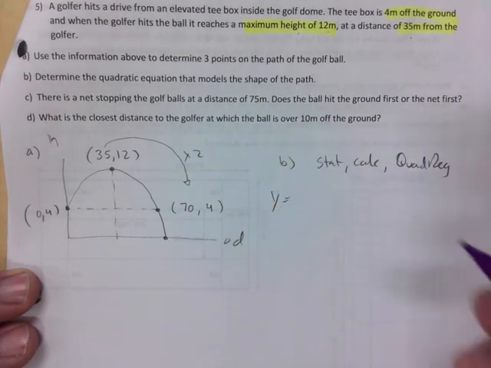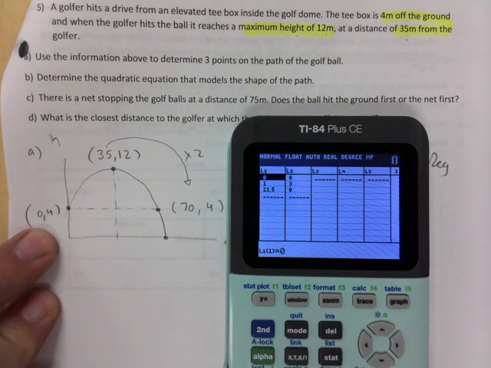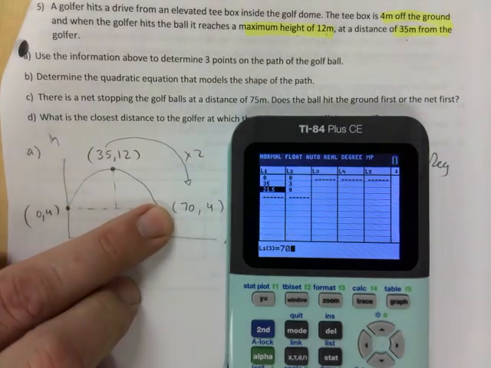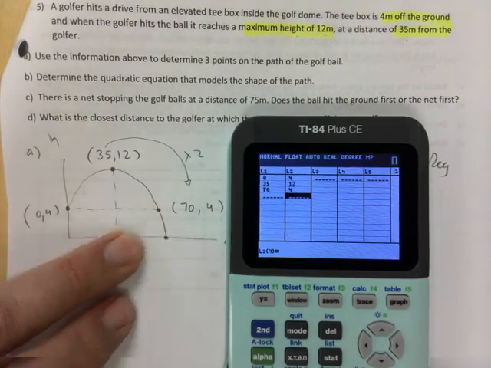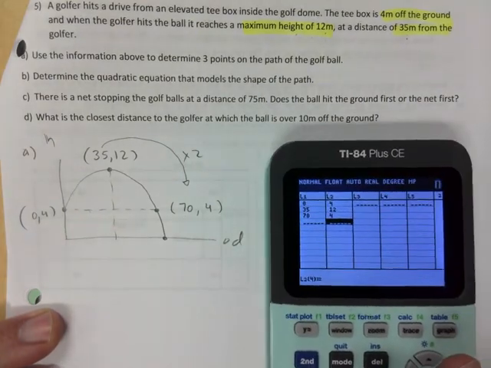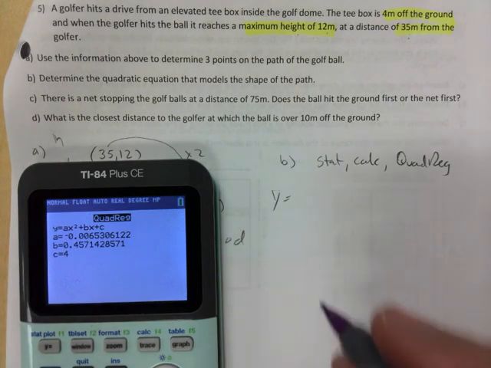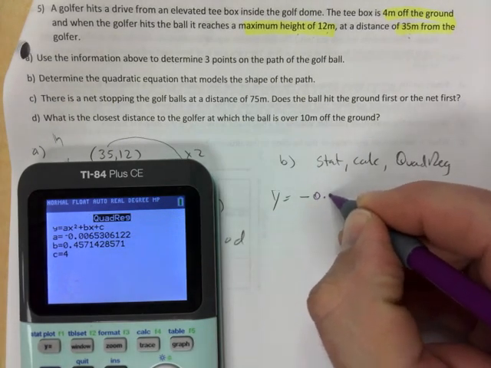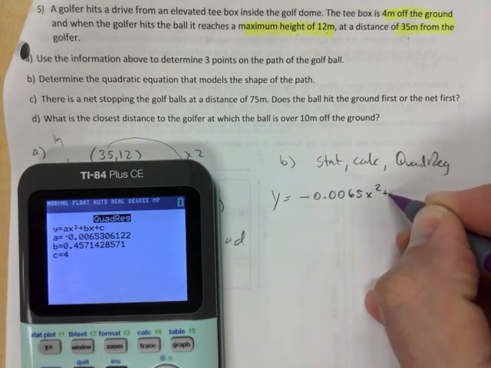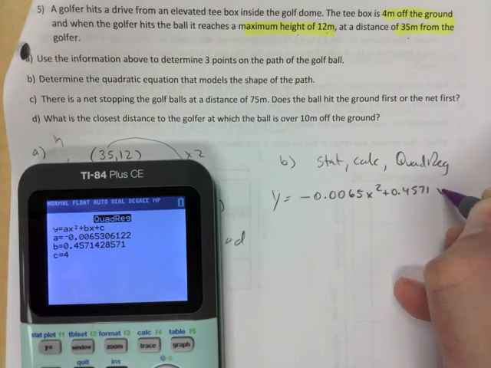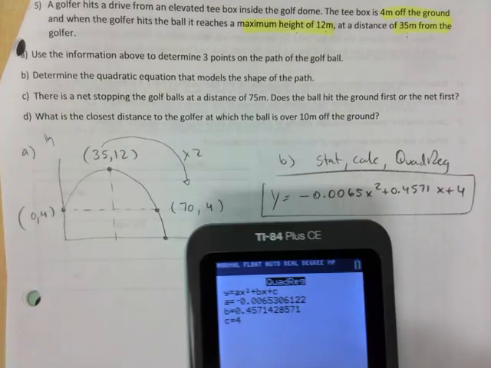You can probably fast forward this step. That's 0, 35, 70, and 4, 12, back to 4. I encourage you to make a table. Right now I'm not doing that, just in the interest of time. So that's negative 0.0065x squared plus 0.4571x plus 4, okay? It all jives, it all works out.